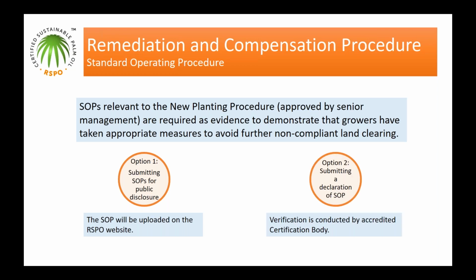There are two options for submitting the SOP. The first option is to submit the entire SOP for public disclosure. The SOP will then be uploaded on the RSPO website. And option 2 is to get the certification body to verify the SOP, and then the CB will produce a letter that will be sent by the company to RSPO.